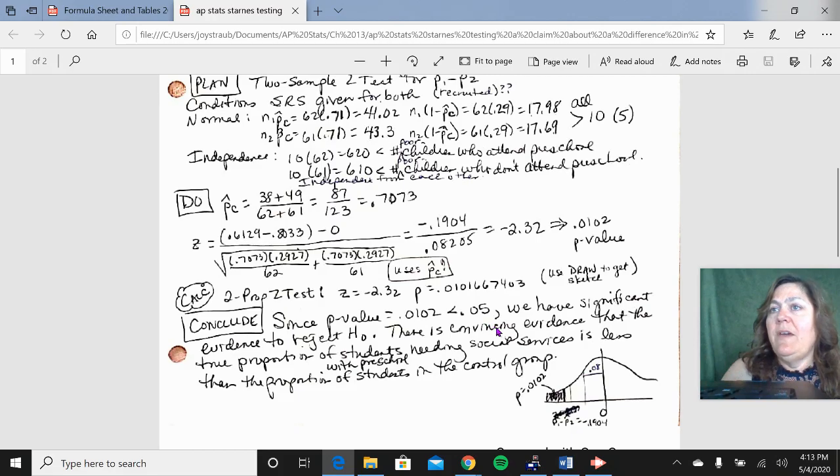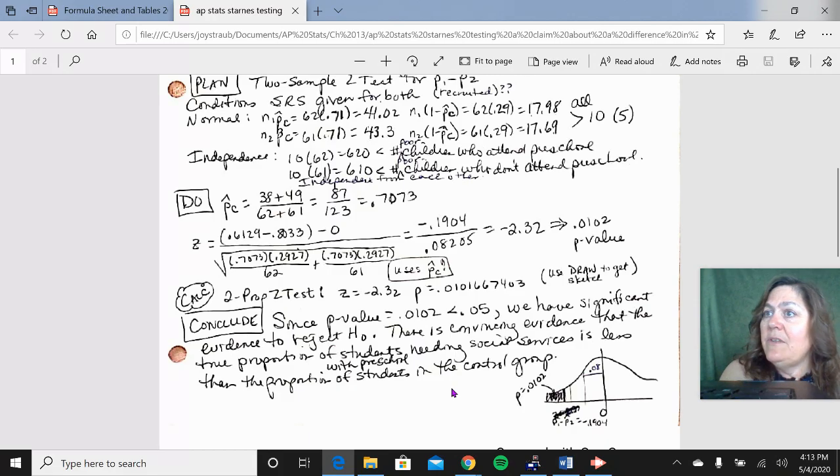So since our p-value is less than 0.05, we do have statistically significant evidence to reject H0 and say that it's likely the true proportion of students needing social services, the ones with preschool, is less than the proportion of students in the control group.